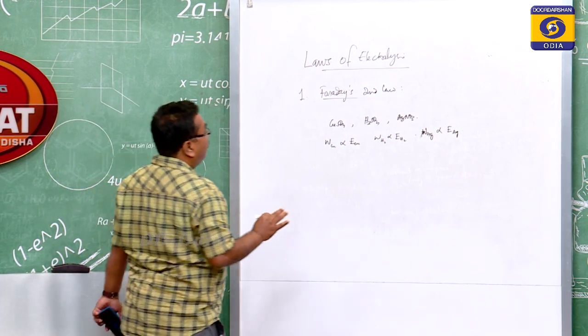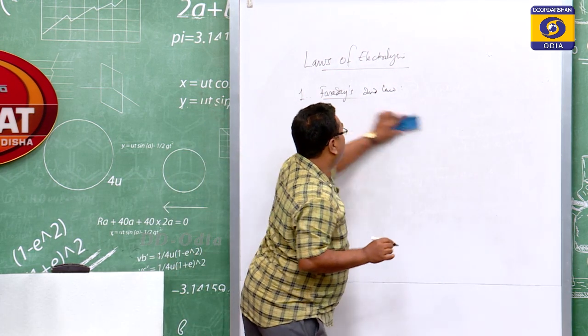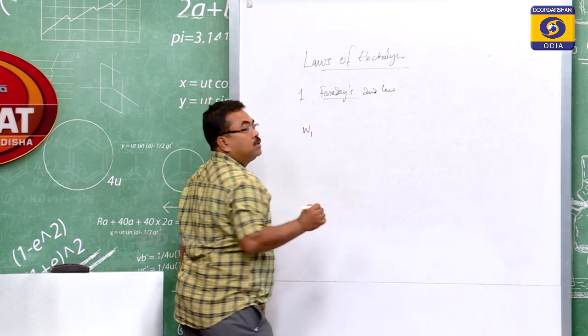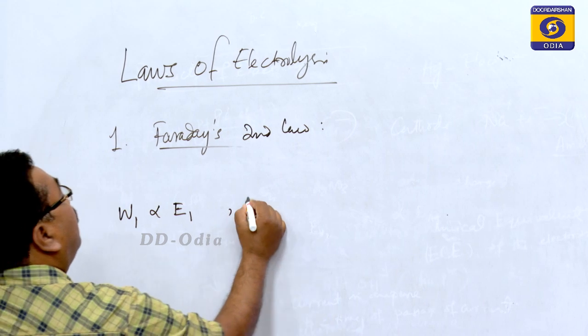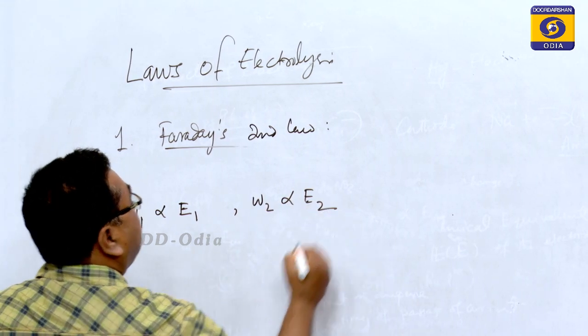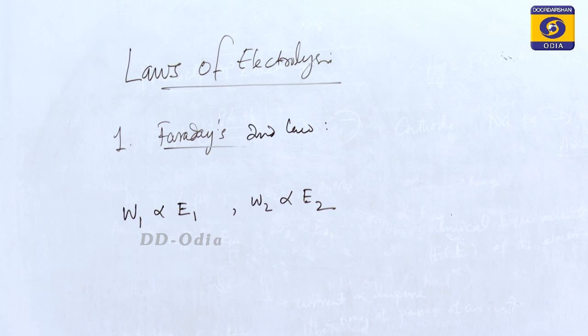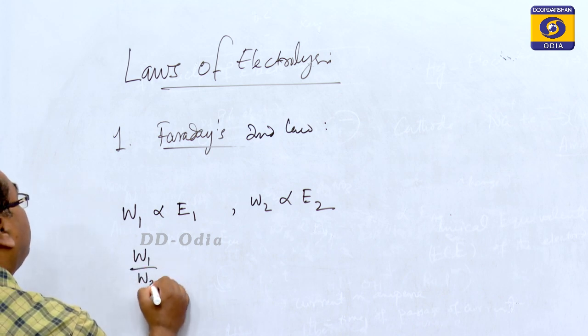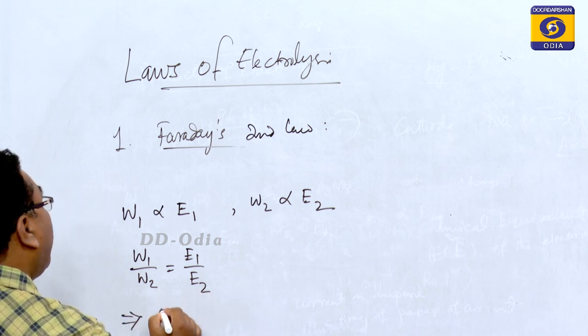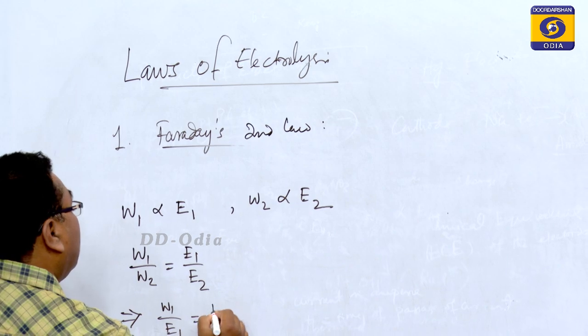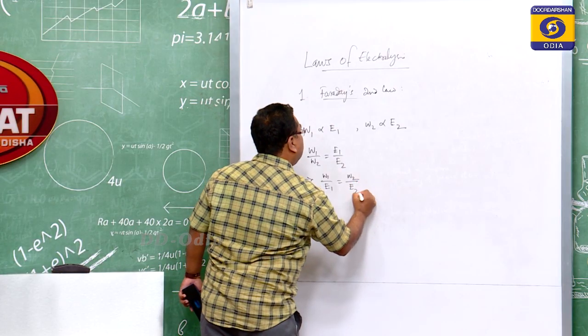We can also put it in a mathematical form. Suppose W1 for electrolyte 1 is proportional to E1, and W2 is proportional to E2, the respective equivalent masses of the substances produced. To eliminate the proportionality constant, we can divide the two. So, W1 by W2 will be equal to E1 by E2. What does it imply? It implies W1 by E1 is equal to W2 by E2.